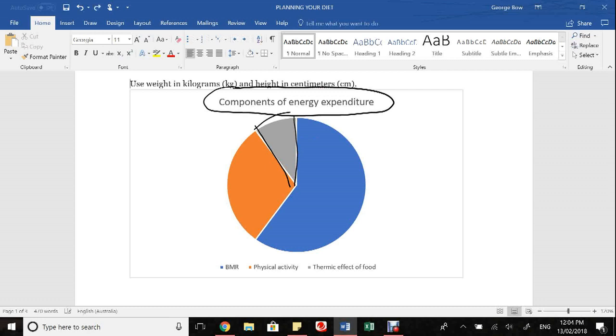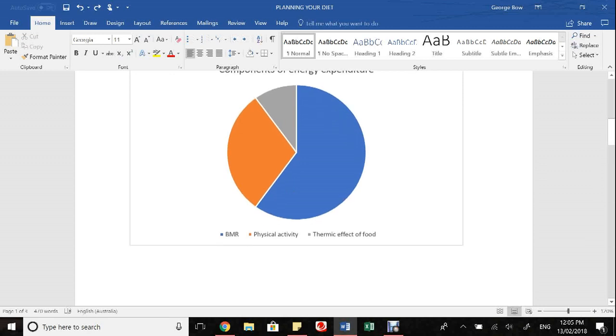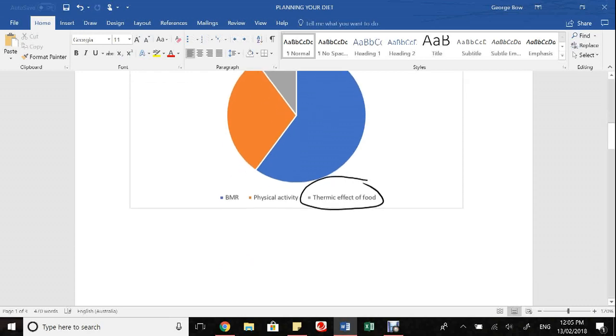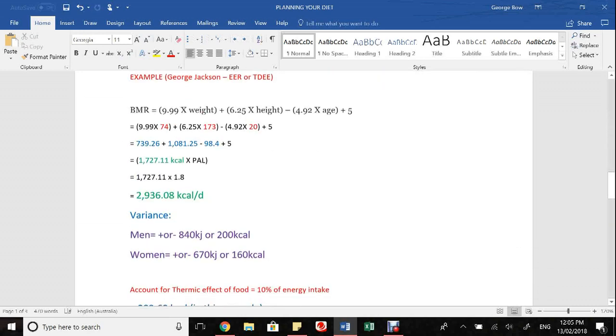Now that might seem like a foreign concept, but the thermic effect of food, put simply, is just the energy lost as heat while your food is digesting. Once it's broken down, some energy gets lost as heat, and that is what the thermic effect of food is. That is just the heat loss while you're digesting your food. So here we have the example I was talking about earlier.